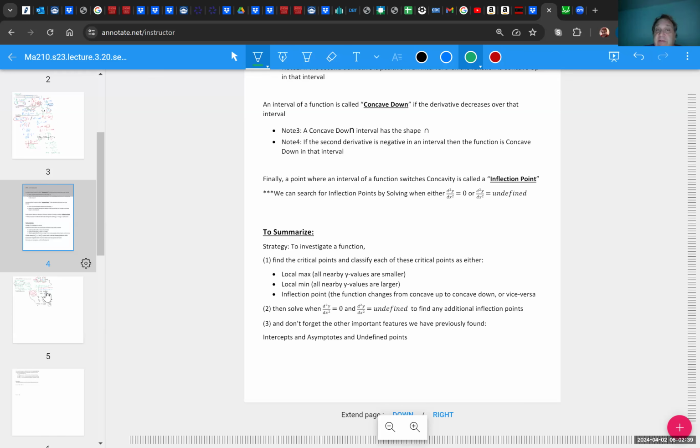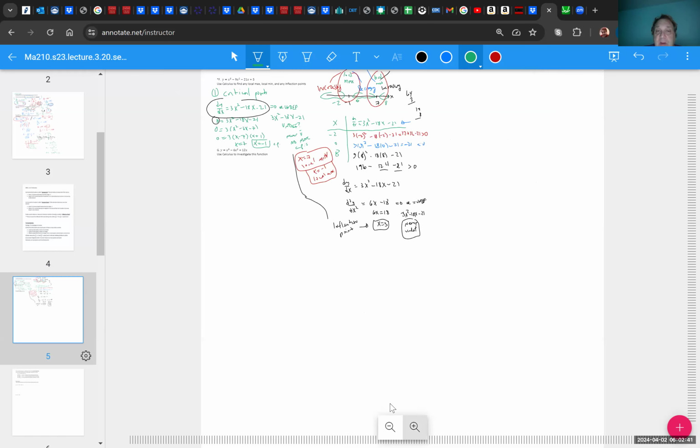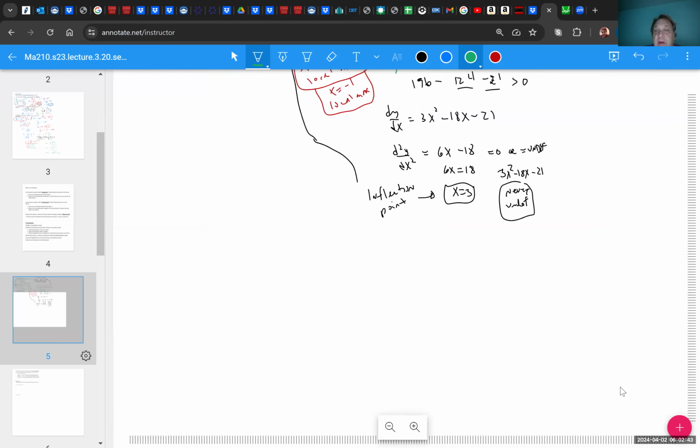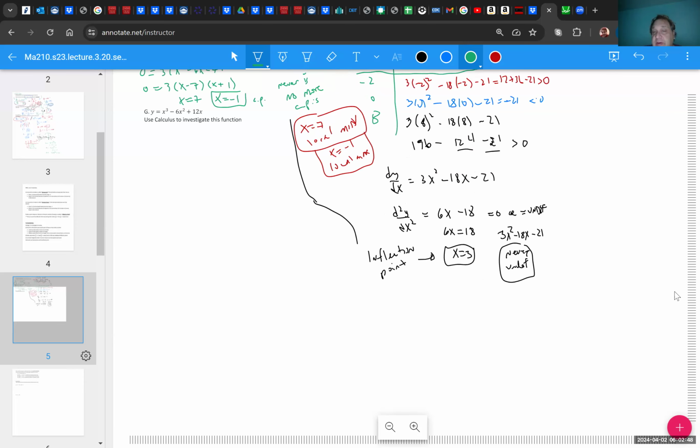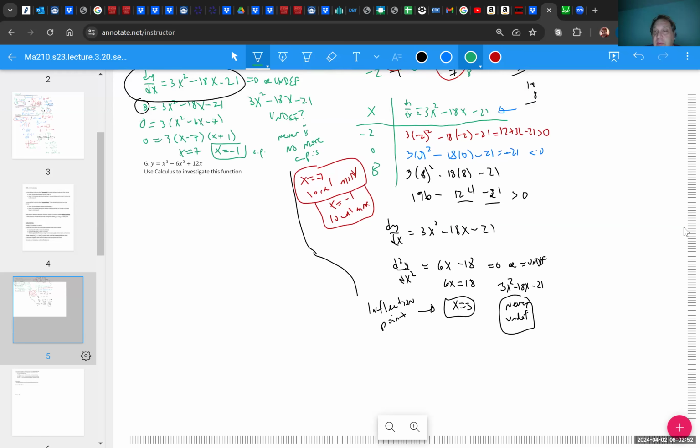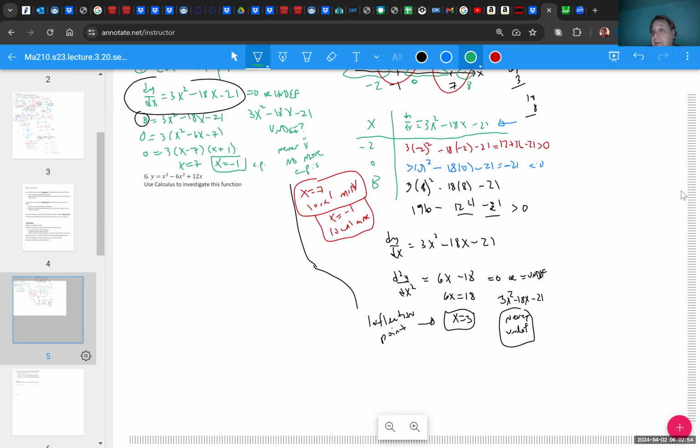All right, so let's get down to an example right away. We did an example in the last video of searching for inflection points. We found an inflection point at x equals 3. So I'm going to do a similar example. We're going to be searching for maximums and minimums and also inflection points.